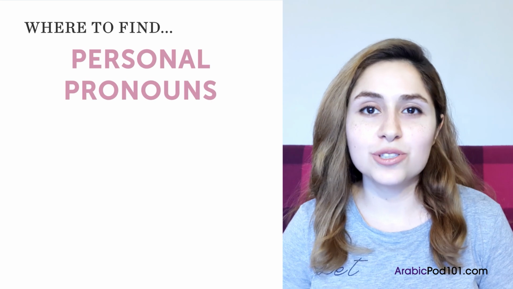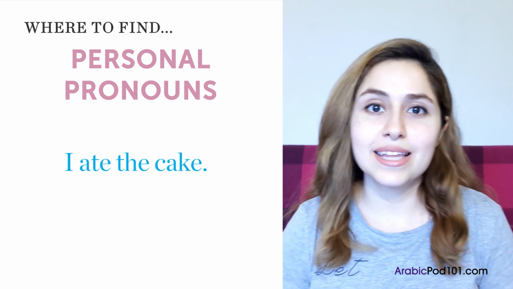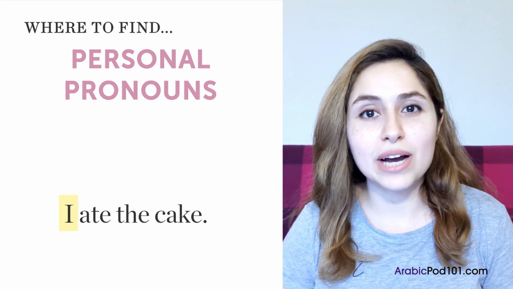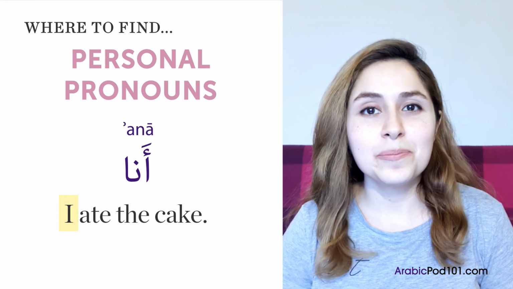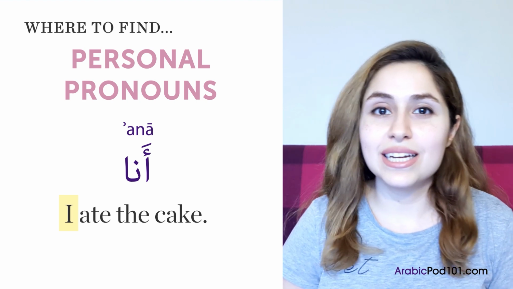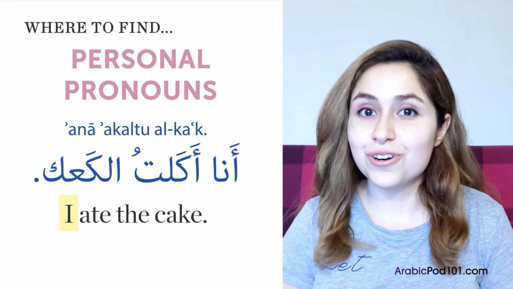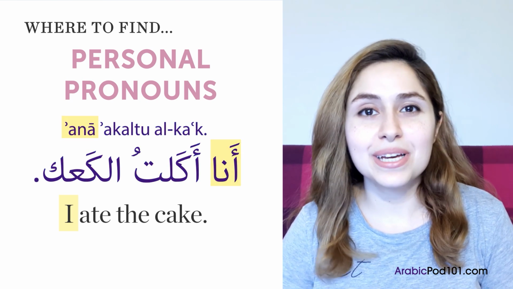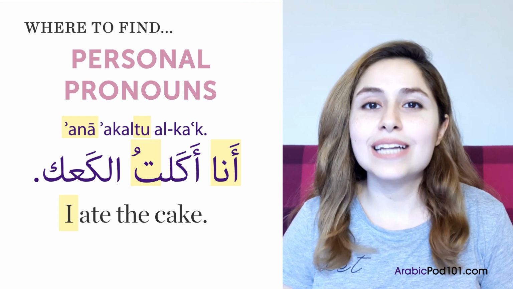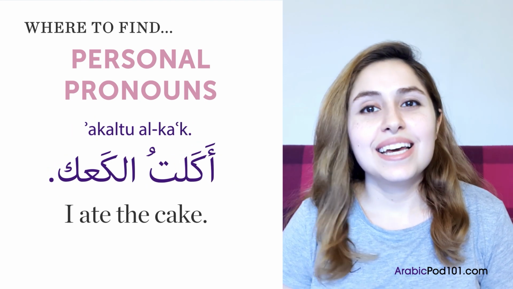In English, subject personal pronouns precede verbs, like in this sentence, I ate the cake. In Arabic, it's possible to use the independent personal pronoun أنا, meaning I, before the verb. For example, I ate the cake can be translated as أنا أكلت الكعك. However, it's common to omit أنا because it's already included as the suffix in the verb أكلت. So the sentence could look like this.